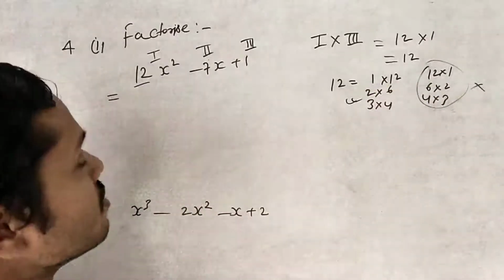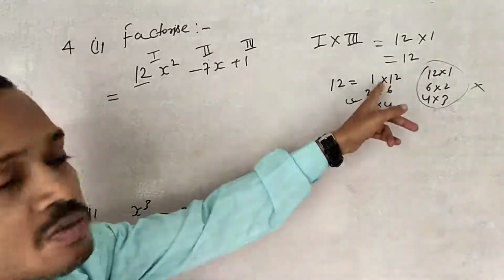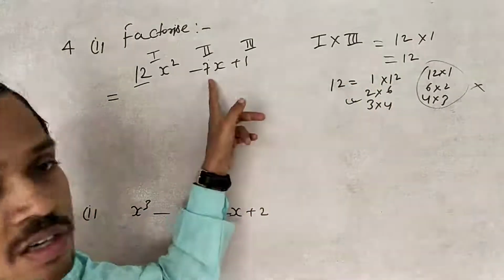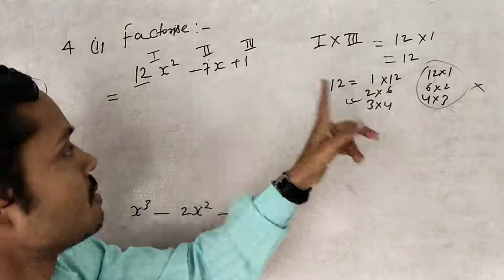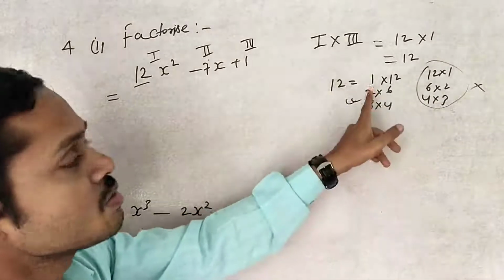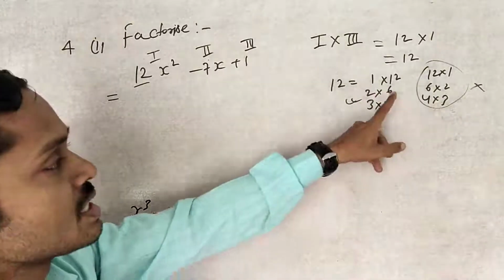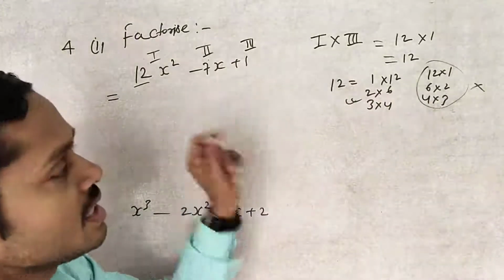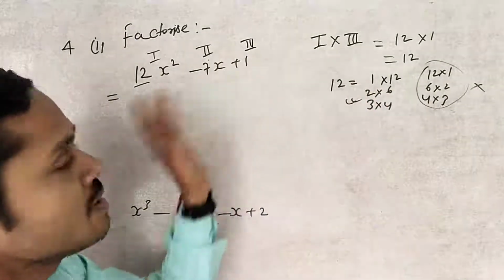So 1 into 12. Look at 12. 1 times 12 gives 12. 12 plus 1 is equal to 13, but 13 is not given. 12 minus 1 is equal to 11, but that is not given here. Clear? 6 plus 2 is equal to 8, but 8 is not given. 6 minus 2 is equal to 4, but 4 is not given.